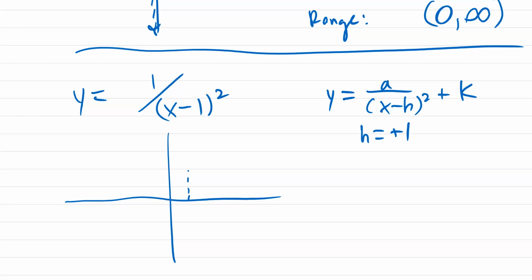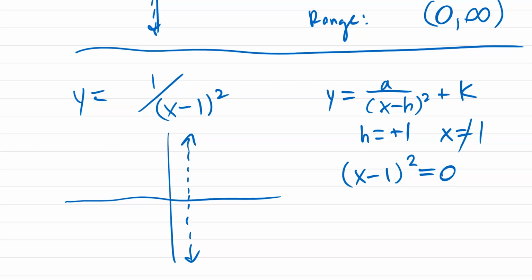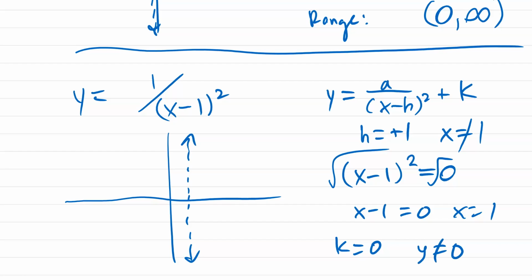So there will now be a vertical asymptote at x equals 1. Really, x cannot equal 1, the way I like it, okay? If you didn't see that, take the denominator, set it equal to 0. Solving it, x minus 1 equals 0, x equals 1. Where's the horizontal asymptote? Well, the k this time is 0. So that means y will not equal 0.